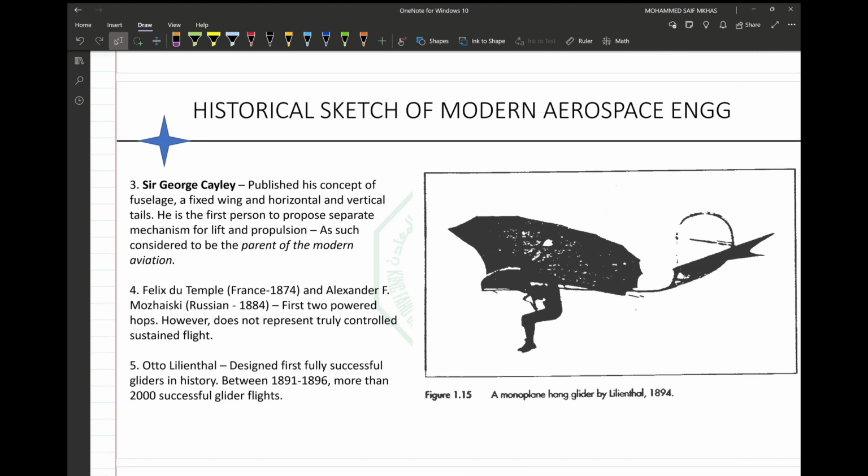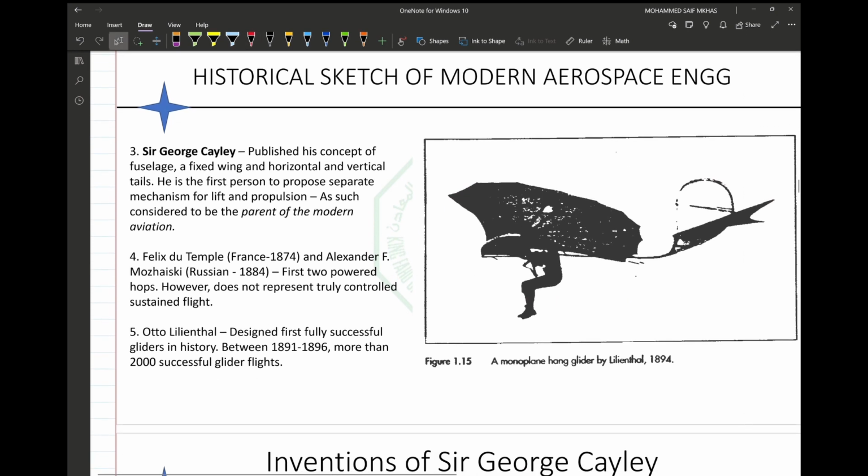And then, most importantly, Sir George Cayley. He was the man who made the structure that we are using today, which has a fuselage and a tail to control.